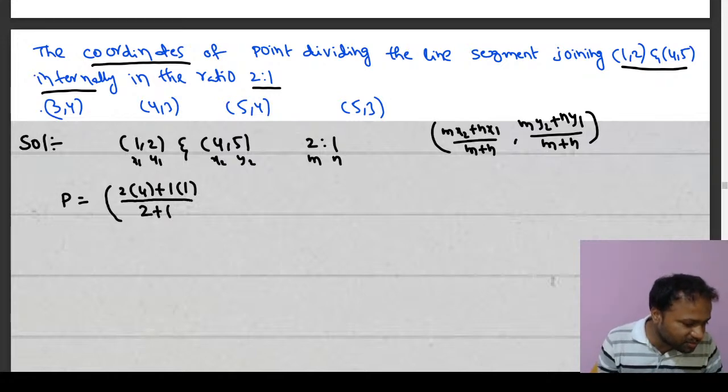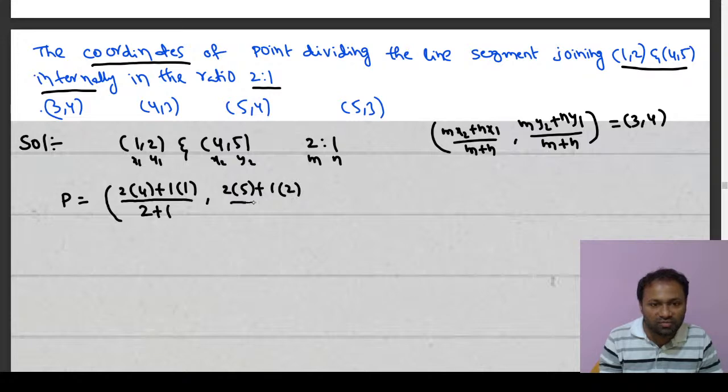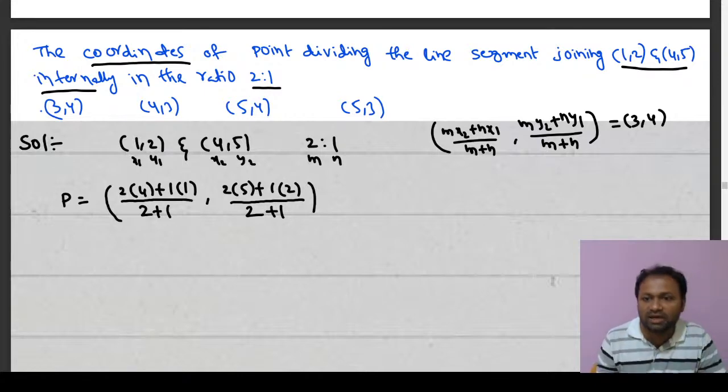Anybody did? Aparna, you are saying that 3 comma 4. Let us check. You are doing very fast. Let us check whether it is correct or not. So my2, m is nothing but 2 into y2, 5, plus n, n is nothing but 1 into y1, is nothing but 2, divided by 2 plus 1. I will substitute. And next, Kavya, you are also saying 3 comma 4, right? I am going to check whether it is correct or not.